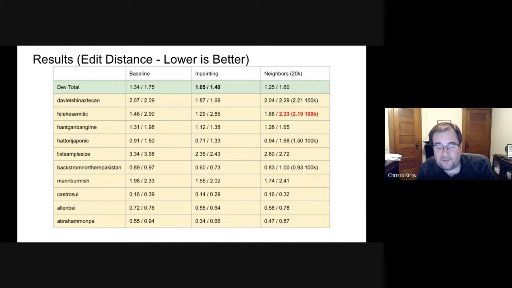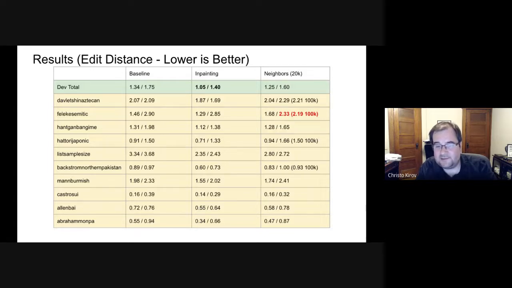Now, this might be because the Semitic language families have fairly complex correspondences between cognates, maybe because of their unique templatic morphology. And it's possible that the neighborhood transformer model is able to capture those complex cues, whereas the simpler convolution-based inpainting model has difficulty representing them.